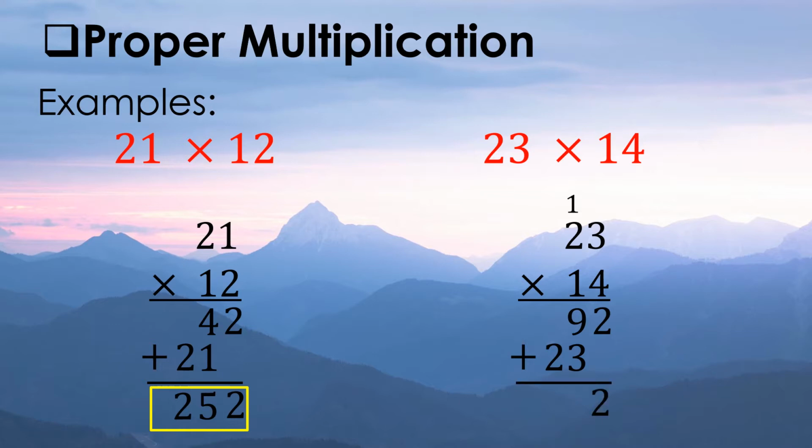So, bring down 2. 9 plus 3 is 12. So, carry 1. And 1 plus 2 is 3. Therefore, the product for 23 times 14 is 322.